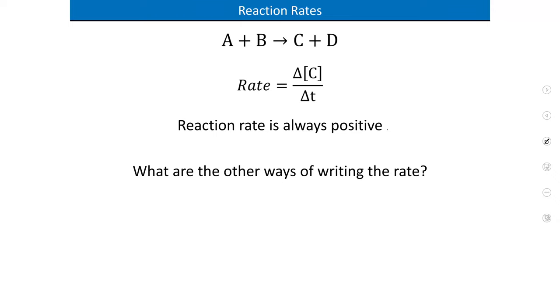When we talk about the rate of a reaction, specifically, it's always going to be final minus initial, for time change as well, divided by the change in time.